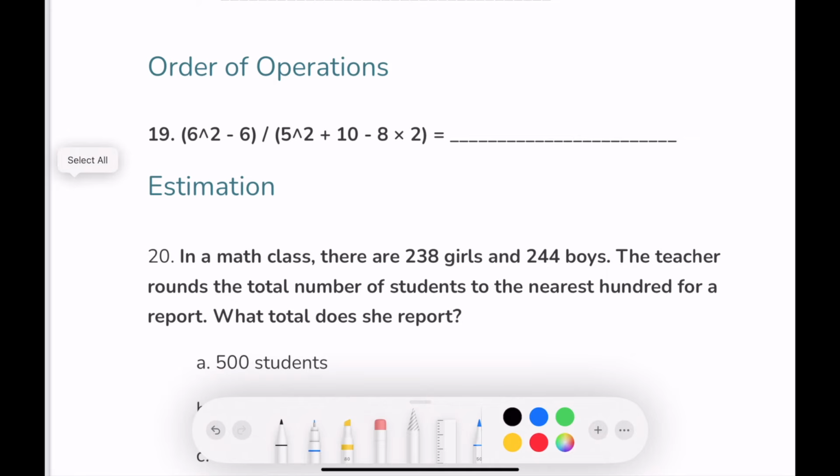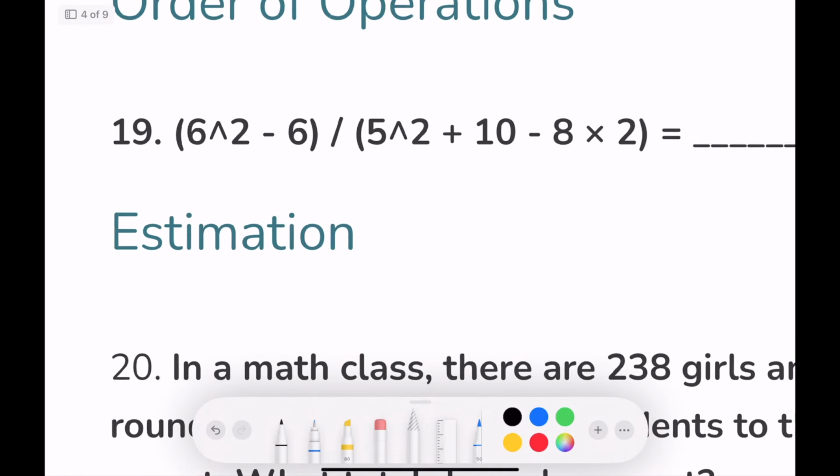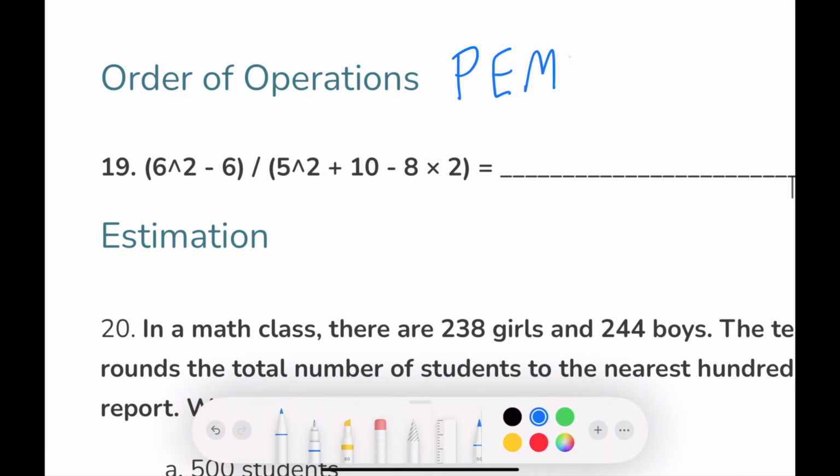This PEMDAS acronym helps us to understand how on earth we can possibly solve something so lengthy like this, where we have some add, some subtract, some multiply, some divide, some parentheses, some exponents. Well, remember, we always use please excuse my dear Aunt Sally, where we do the parentheses first, the exponents next, then multiplying, division, adding, and subtracting in this order. 1, 2, 3, 4, 5, and 6.